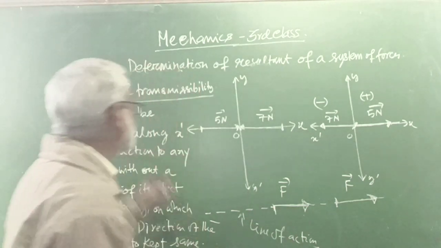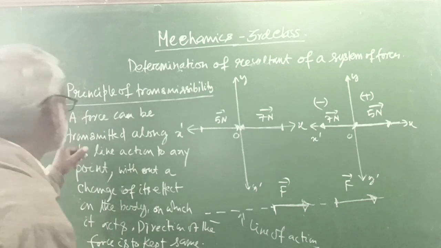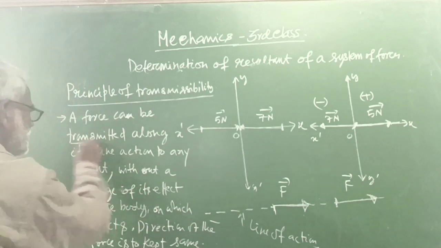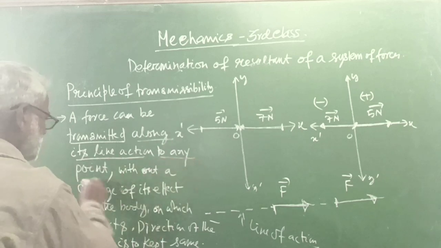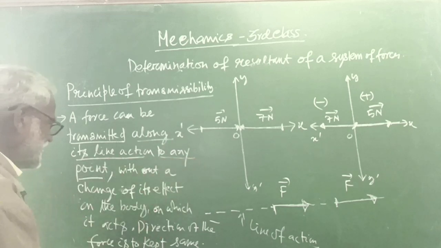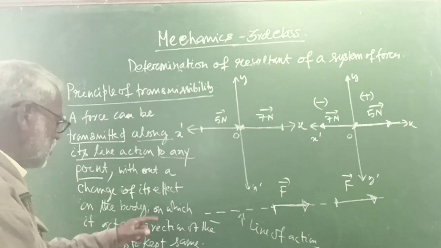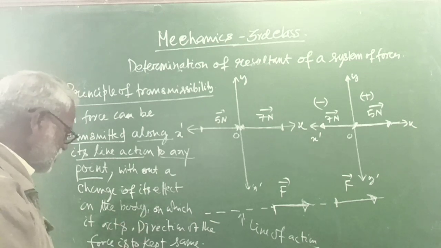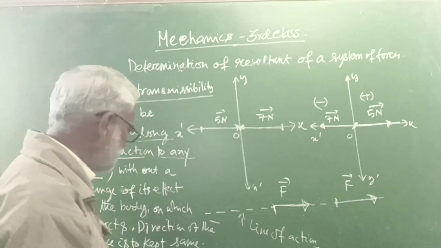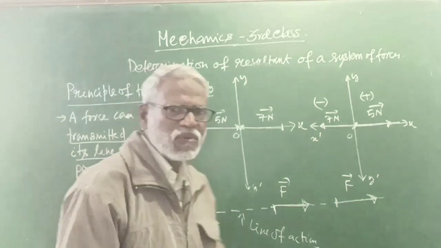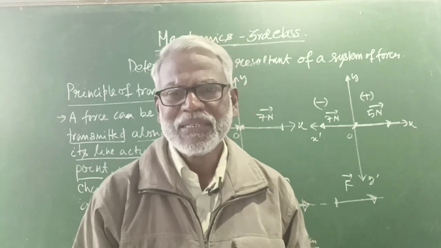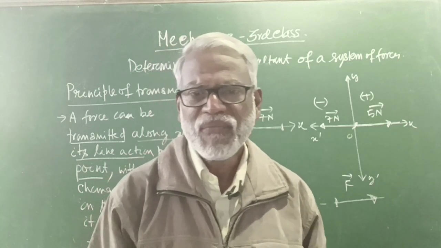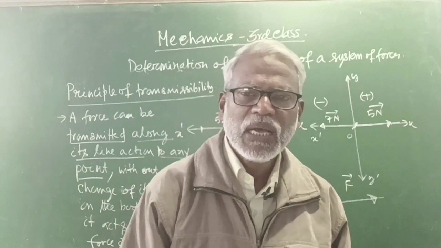So what is the principle of transmissibility? This principle states that a force can be transmitted along its line of action to any point without a change of its effect on the body on which it acts, and the direction of the force is to be kept same. So in this way we come across a number of principles while finding the resultant of a system of forces. So that principle you have to remember.